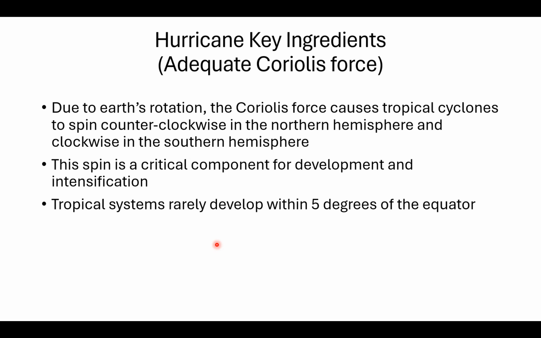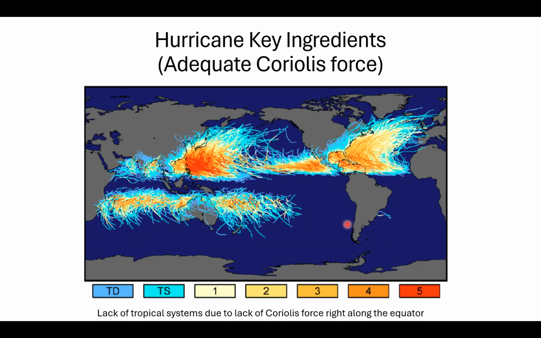And due to the Earth's rotation, the Coriolis force causes tropical cyclones to spin counterclockwise in the northern hemisphere, and they spin clockwise in the southern hemisphere. Now, this spin is a critical component for development and intensification of a hurricane. Tropical systems rarely develop within 5 degrees of the equator. There's simply no Coriolis force at the equator within 5 degrees of it, either side of it.